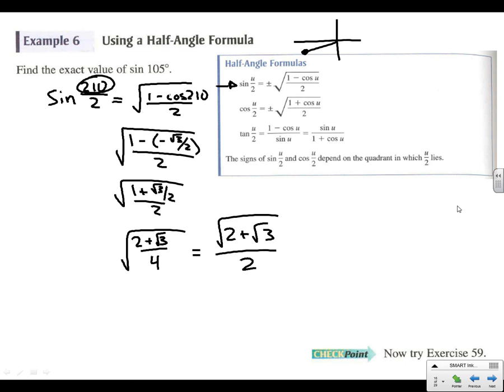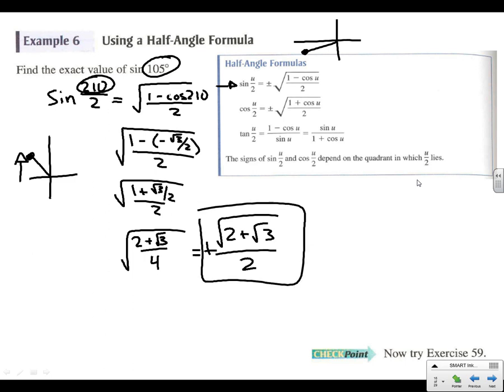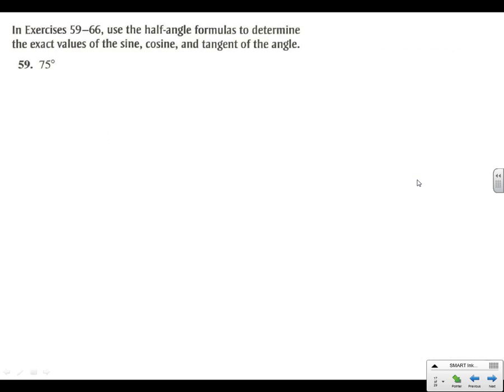All right. And so in this one, if we flip back here, the sine of u over 2 depends on which quadrant u over 2 lies. So 105, back at the beginning. 105 degrees is over here in quadrant 2. If we asked about the sine value for 105 degrees, we're going up. That's a positive. So positive is what we want here. If it was cosine, we'd say negative, because we'd be going to the left and have a negative x value. All right, your turn with 59.